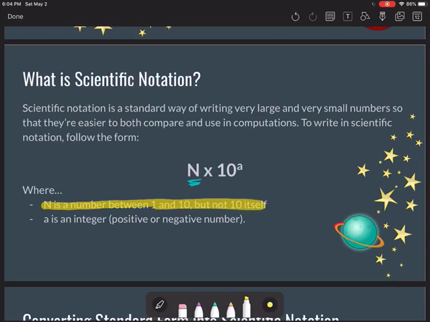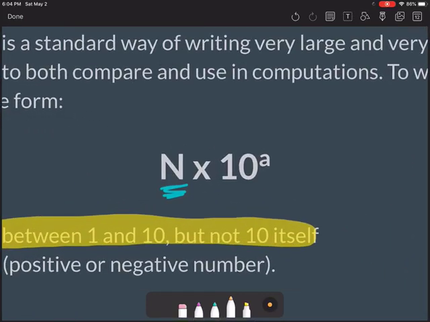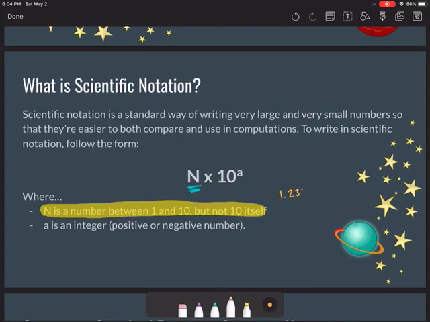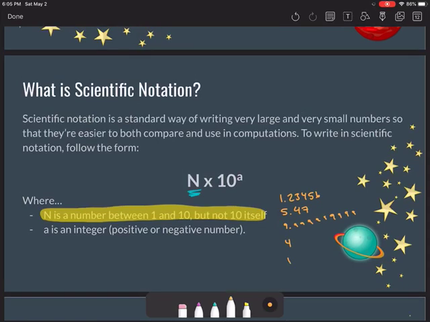It has to be a number between 1 and 10 but it can't be 10 itself. So n can be 1.23456, n could be 5.47, n can be 9.99999, but it can't be 10. So any number that is 1 or larger, but it has to be less than 10. Okay. N could also be whole numbers, so n can be like 4. It could be 1. It could be 8. But it could also have decimals involved.